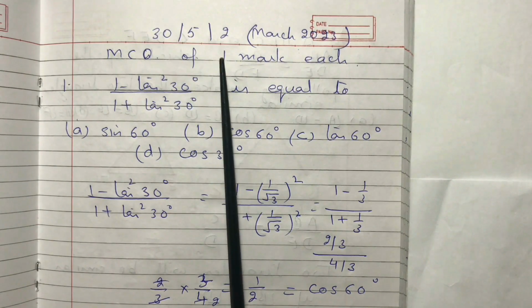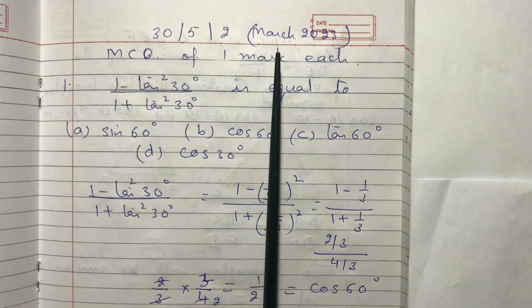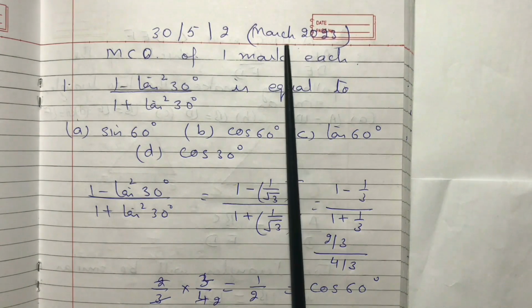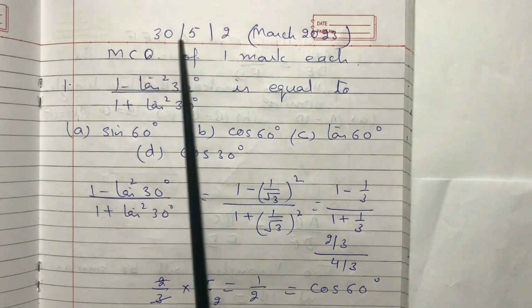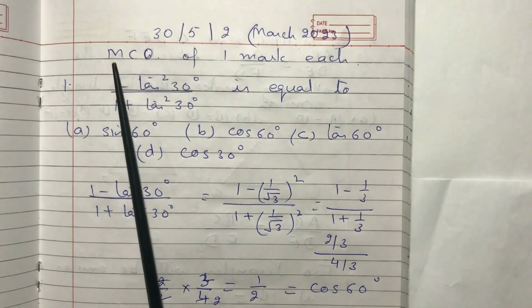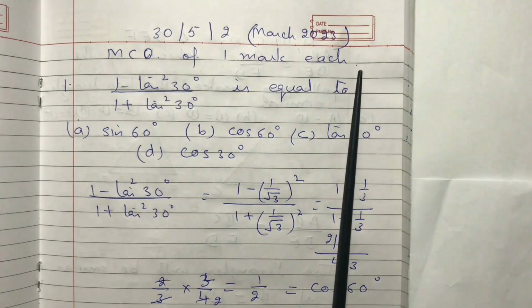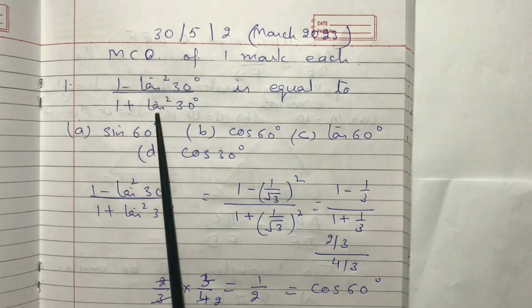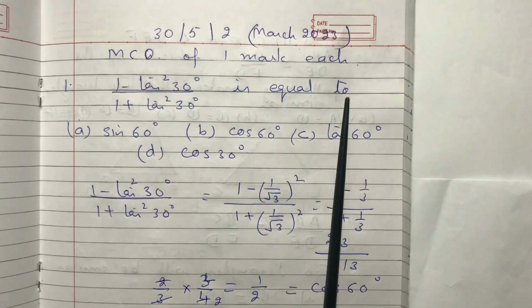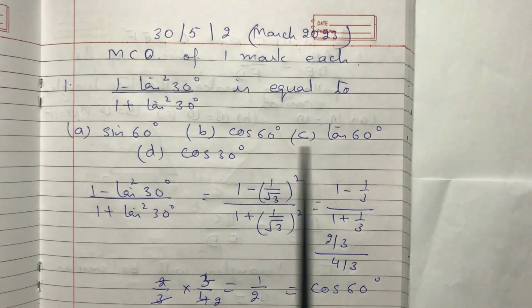Now this is the solution of the 10th class maths question paper which came in March 2023, and this is set number 30/5/2. Here it is MCQ of 1 mark each. Now its first question is: (1 minus tan square 30 degree) upon (1 plus tan square 30 degree) is equal to. There are 4 options.